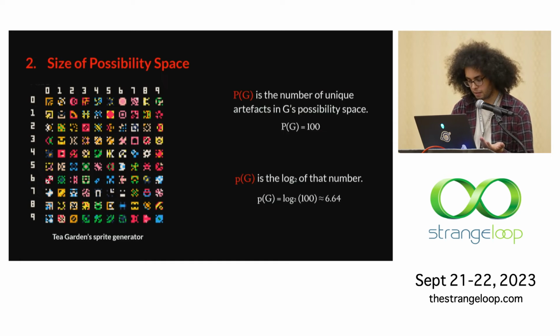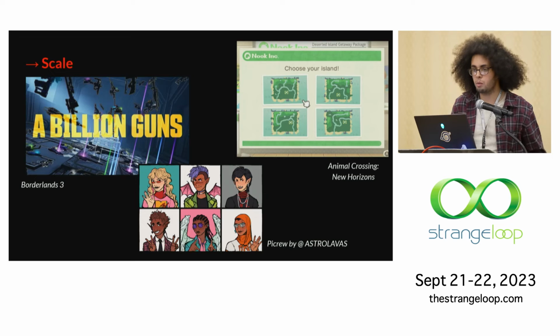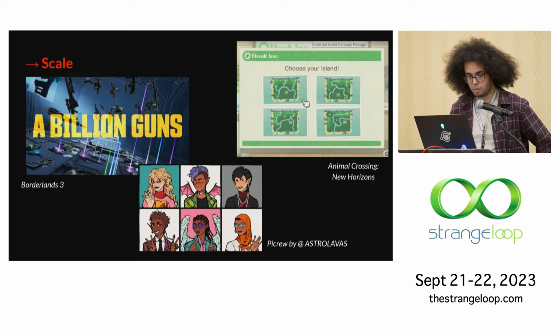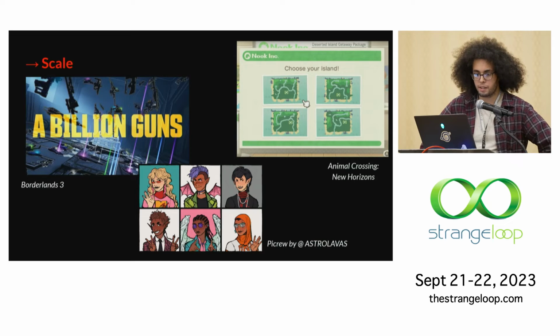Just because that's math, this is how it works. But also, intuitively, this is the number of bits you have to use to be able to label each of these artifacts in the possibility space. The way we relate it to actual things that we care about as designers is the thing we would call scale, the scale of a generator.